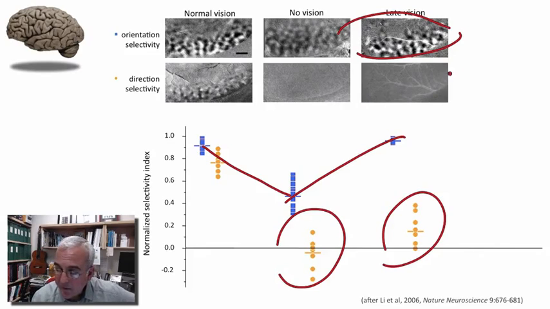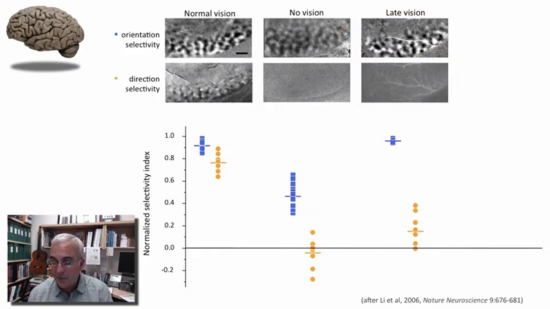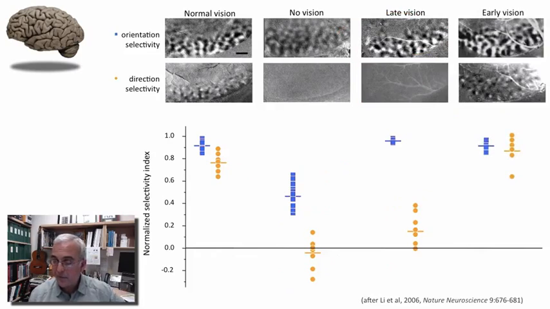So what we found is that there remained severe impairment in the circuits that would compute direction of motion in the absence of early vision. In fact, it's really only those animals that receive the benefit of early vision that then go on to develop direction domains indicative of maturation of circuits that are computing direction selectivity.